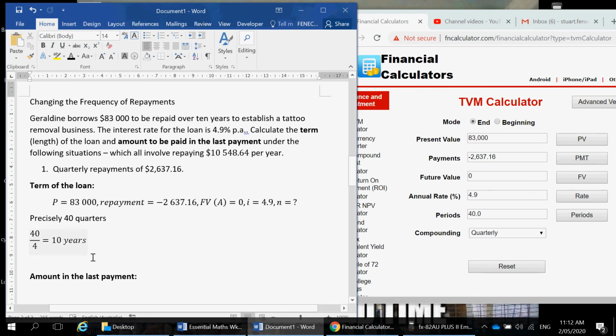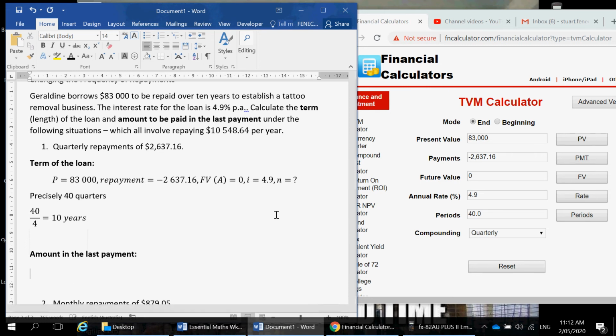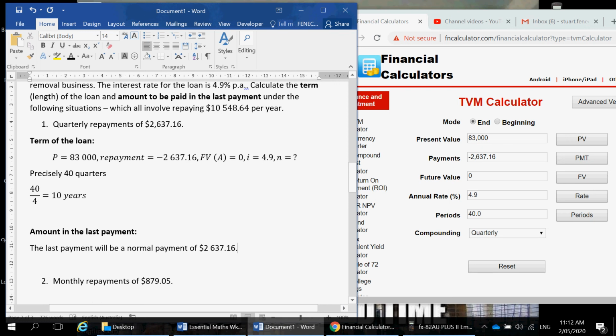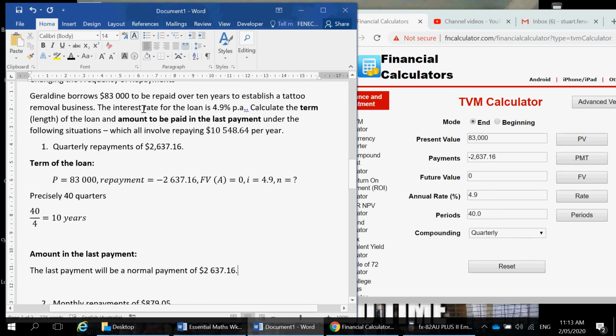Now, as it was precisely 40 quarters, it's a bit of a trick question with the amount in the last payment. The last payment will be a normal payment of $2,637.16. Because there's no part payment on the end. If this time period had given us, you know, 40.6 or something like that, there would have been a partial payment at the end, but there's not. It's precisely 40. You could check that by going 40 times that normal payment amount, and you should get precisely the amount of the original loan. No, actually, you won't get the original loan because of the interest. But yeah, there is no part payment at the end because it's precisely 40 payments.